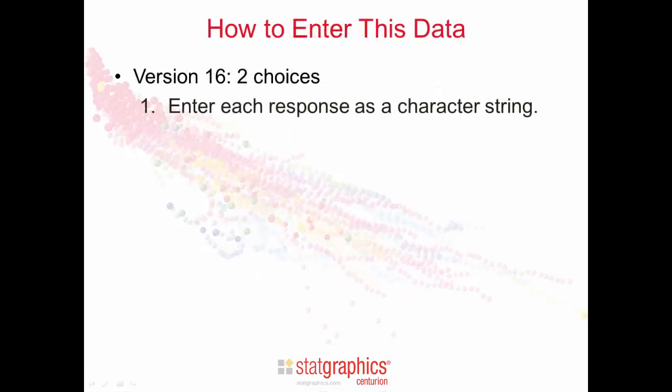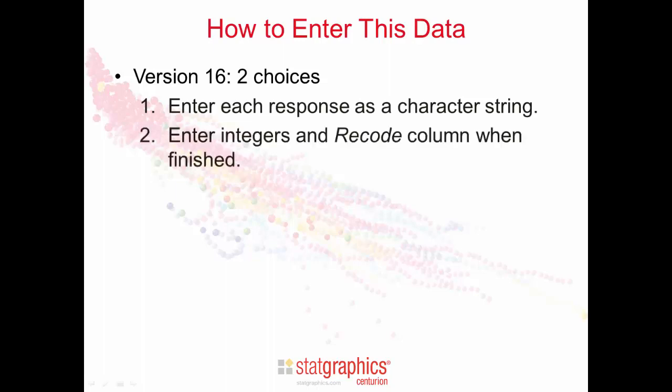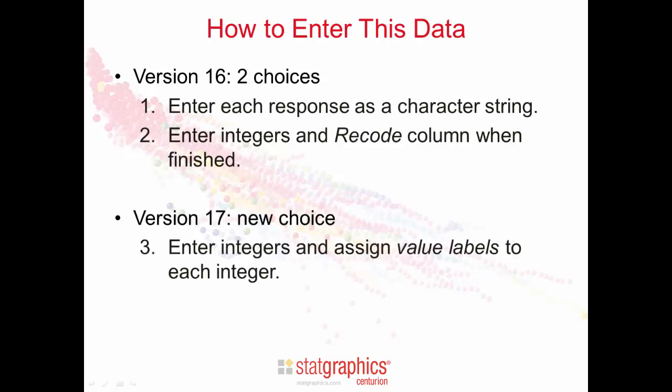In version 16, you have 2 choices on how to enter this data. First, you can enter each response as a character string. That could be quite a bit of work, though, if there were a lot of respondents. The second option is to enter the integers 1, 2, 3, 4, or 5, and use the recode column feature in Statgraphics when you're finished to convert the integers to character strings. Version 17 adds a new choice. You may enter integers 1, 2, 3, 4, or 5 into a column, and then assign value labels to that column corresponding to each of the integers.